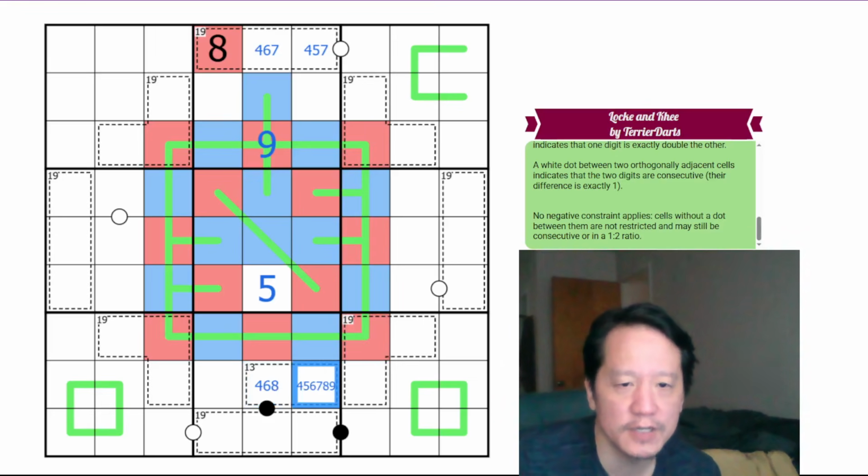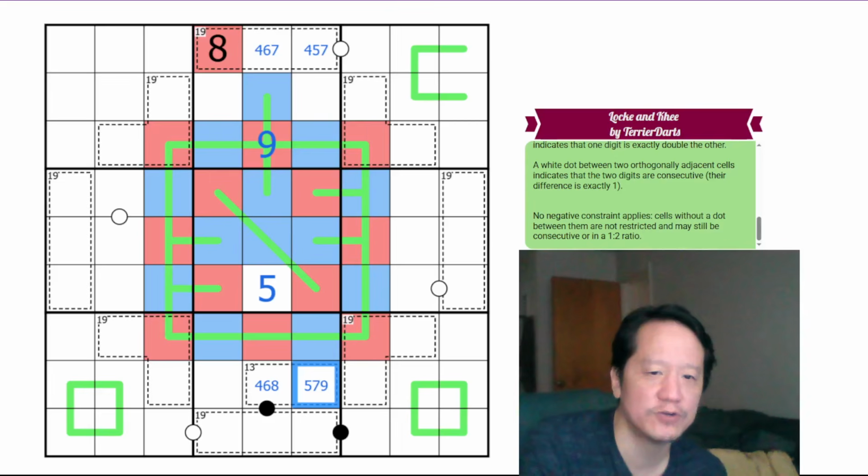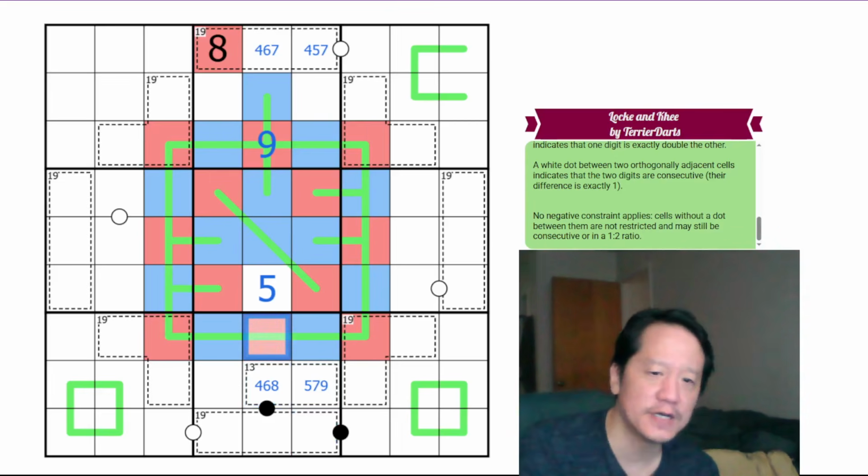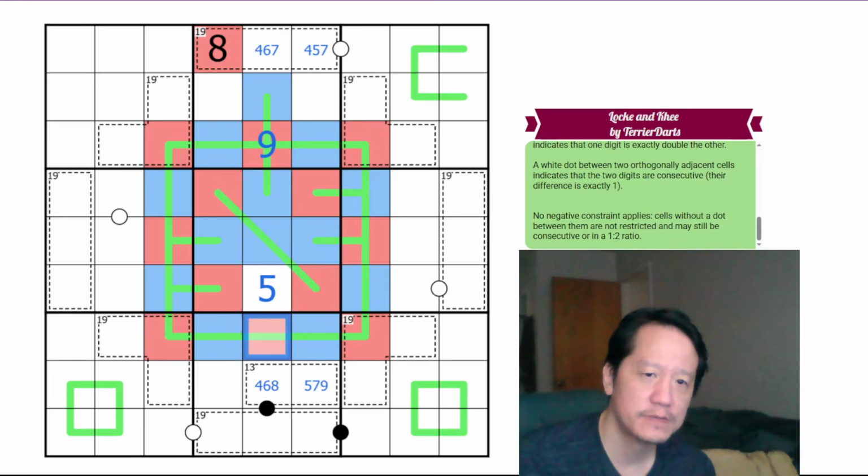This 4, 6, 8 means this can't be 4, 6, 8 here. It's 5, 7, or 9. This is a high digit. Interesting.